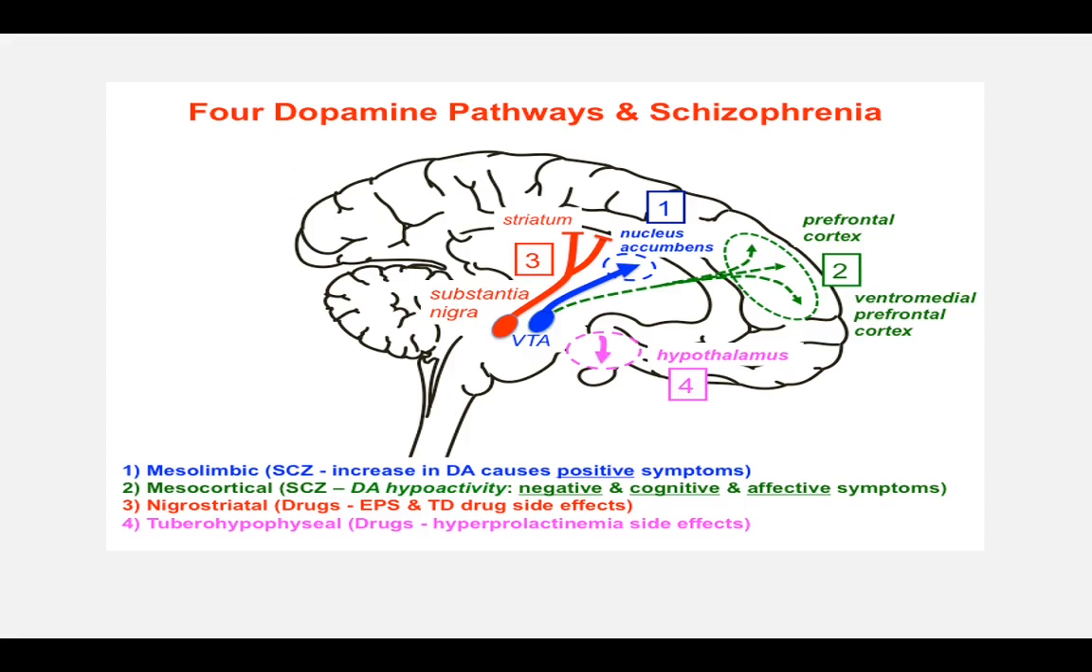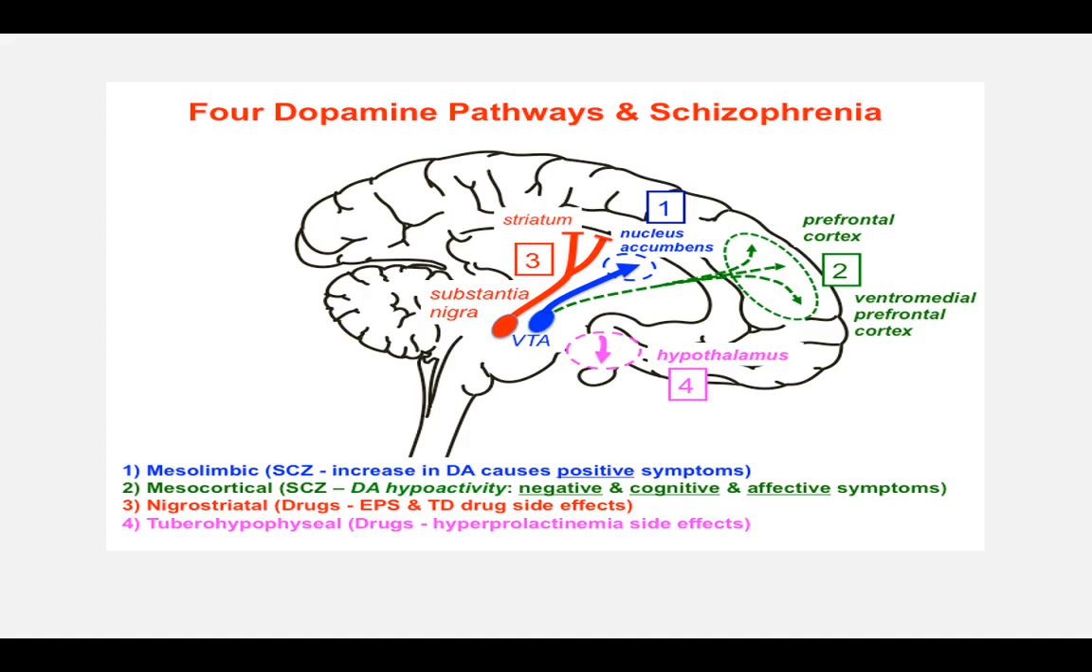Now, the nigrostriatal pathway is the seat of EPS, extrapyramidal symptoms. Later on when we study the atypical drugs, the antipsychotics, you will understand more about EPS and tardive dyskinesia, which are the drug side effects of antipsychotics. Later on when we study antipsychotics, we have to give the patient antipsychotics, because if we don't give, we will not be able to balance the disturbed activity of dopamine in these pathways.